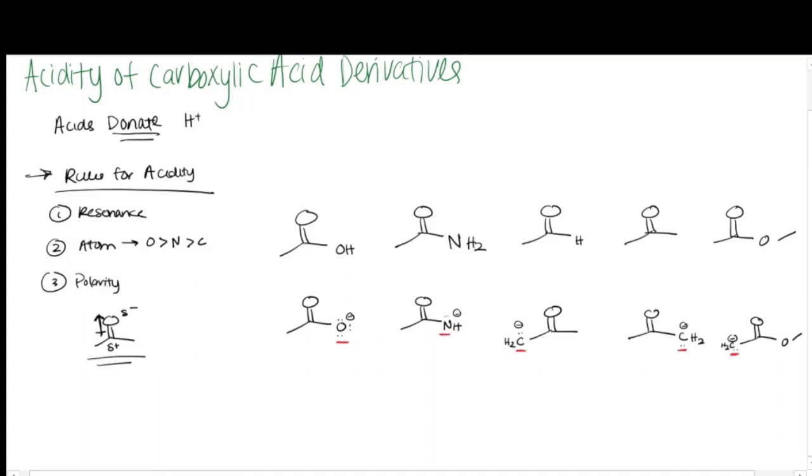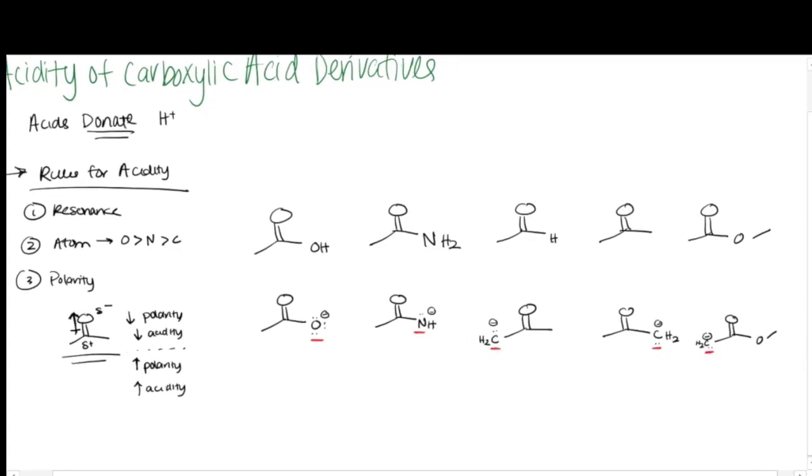So when you decrease the polarity of a carbonyl, you're going to decrease the acidity. And then the reverse is also true. If you increase the polarity of a carboxylic acid derivative, that's going to increase the acidity. So let's go into our examples.